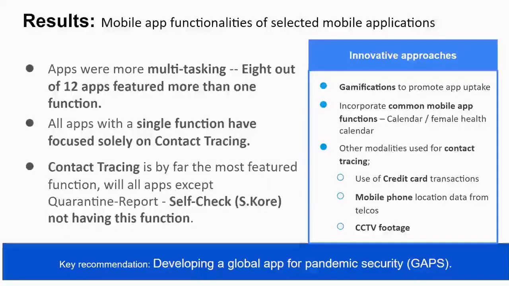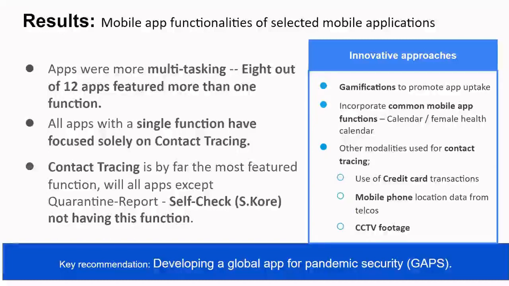Then we tried to identify what are the functionalities that are being used by these apps. We found that almost eight apps from these 12 apps that we selected had more than one function. And 4 apps had only one function, and that function was contact tracing. The most frequently found function was contact tracing again.